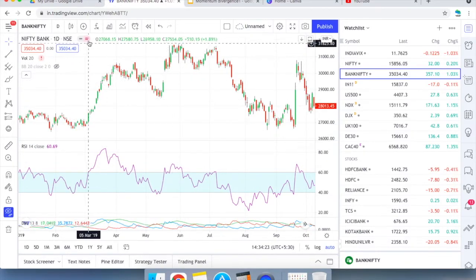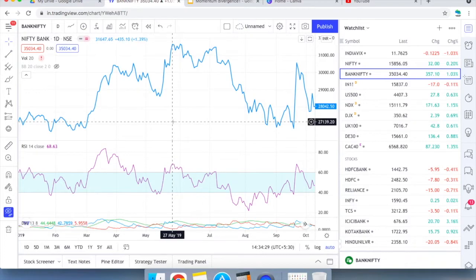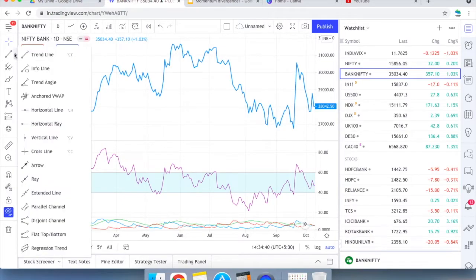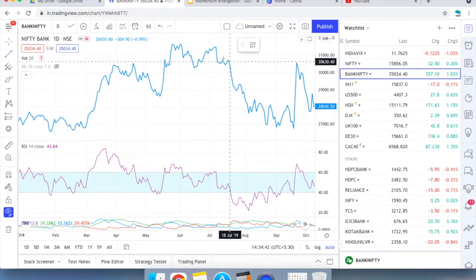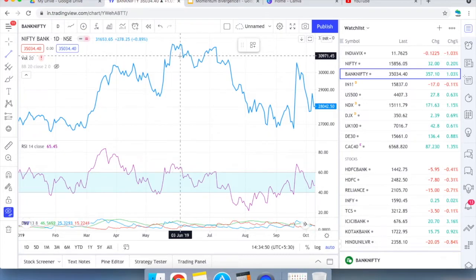Whenever I check this, I use this line chart. Here you can see the closing price is 31,647, and so here I can find something, right? It's a small divergence. Here I can see that the closing price is 31,647 and the closing price is 31,640. So there is a difference.